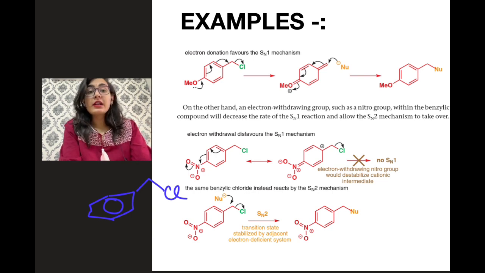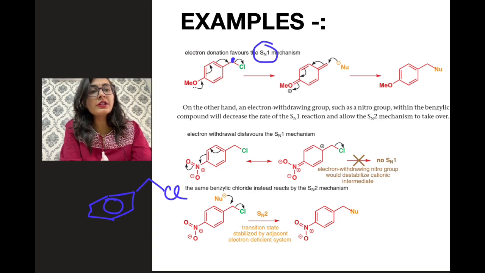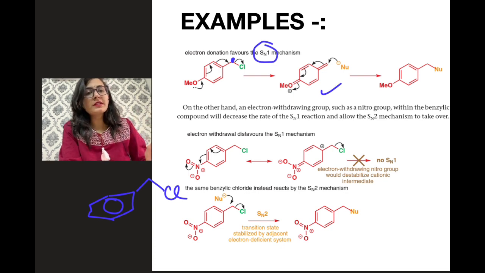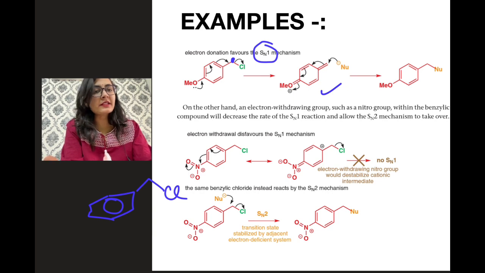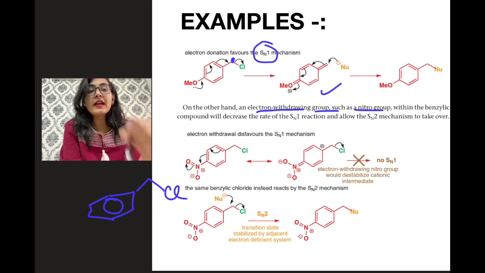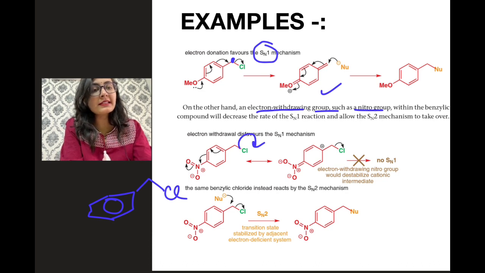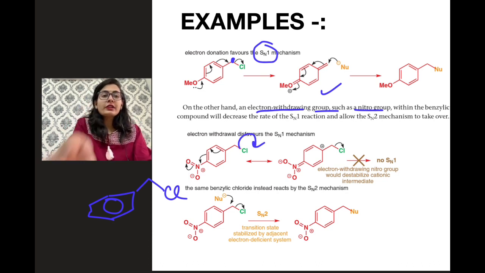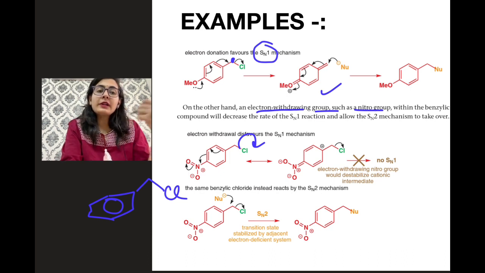See, if we consider the SN1 mechanism, electron donation favors the SN1 mechanism. Let's see. Now what happens is, here if the Cl minus leaves, you are going to have a benzylic carbocation on this particular carbon over here, and then the methoxy is going to donate the electrons, so it is going to be stabilized through SN1. That's why SN1 takes place. On the other hand, if we take an electron withdrawing group such as a nitro group within the benzylic compound, that will decrease the rate of SN1 reaction, because now if the Cl minus leaves, you are not going to stabilize the carbocation, it's going to be destabilized.